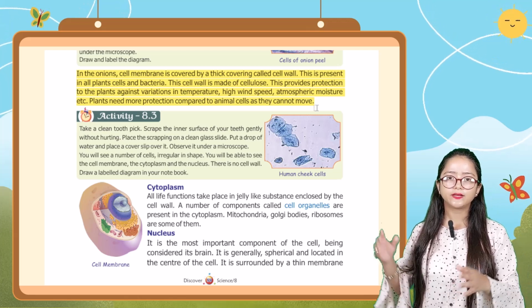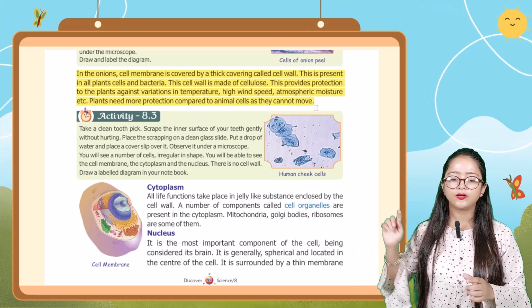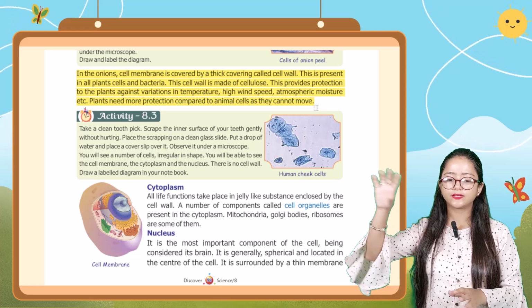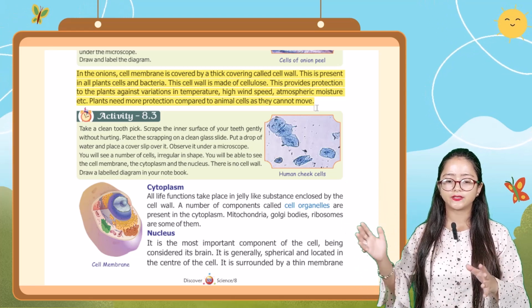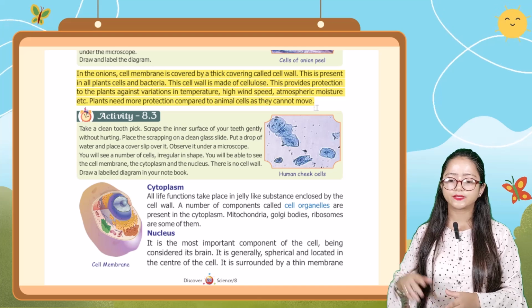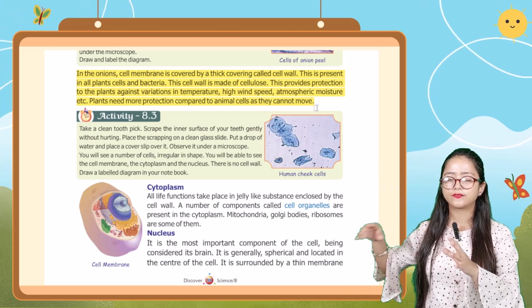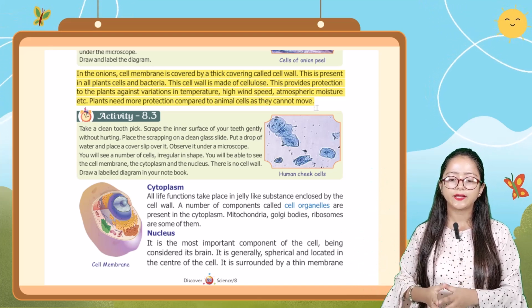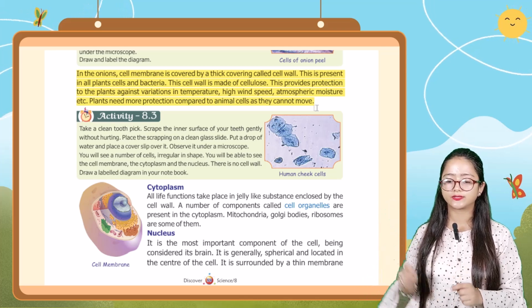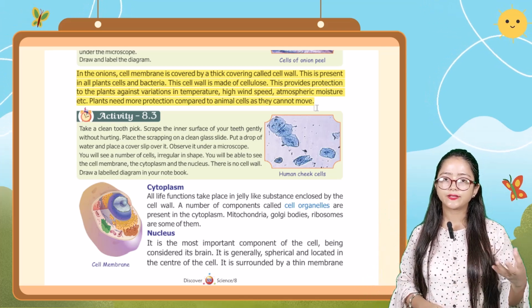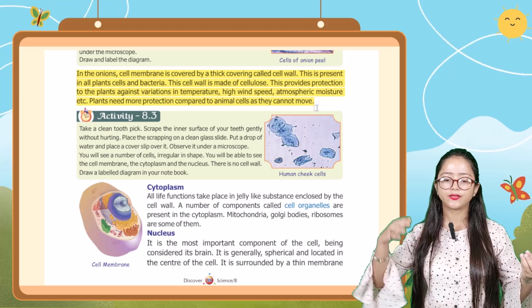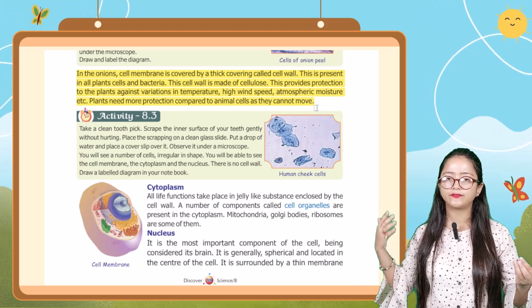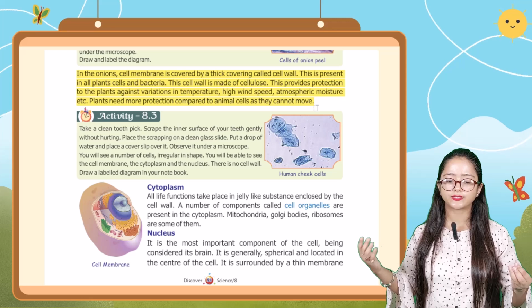So that's why the plant cell contains the cell wall, and it is present in plant cells and bacteria. The cell membrane is covered by a thick covering, that is the cell wall, and this cell wall is made of cellulose. This provides protection to the plants against variation in temperature, high wind speed, atmospheric moisture, etc.